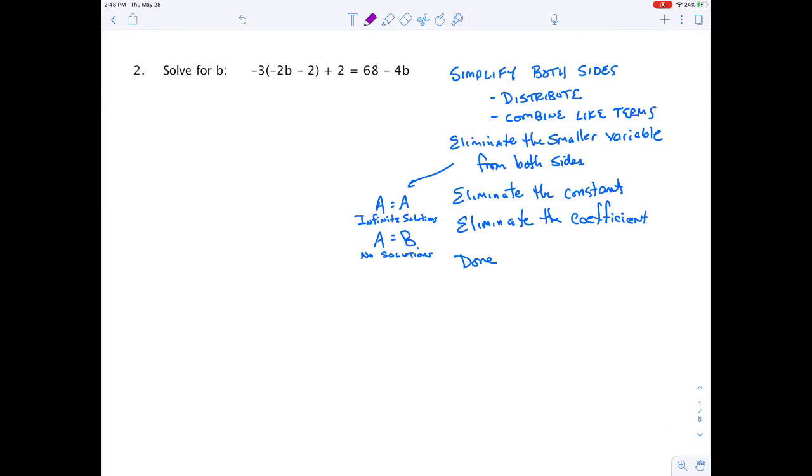Question number 2 is a straightforward solving of an equation. Your steps are the same as they've been all year long. You're going to begin by simplifying both sides using the distributive property and combining like terms. Once you're done with those two steps, the second step is to eliminate the smaller variable from both sides. Now this is assuming that you have a variable on both sides. If you don't, you just move on. But if you do have, which we do, we have a 6b on the left and a negative 4b on the right. The smaller one is negative 4, so we're going to eliminate that from both sides.